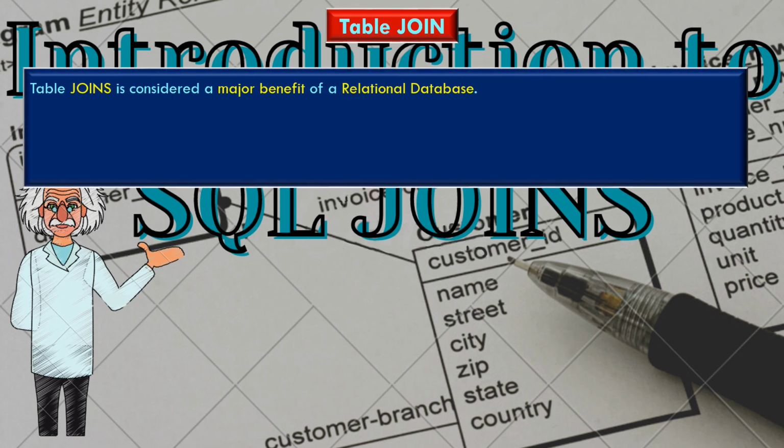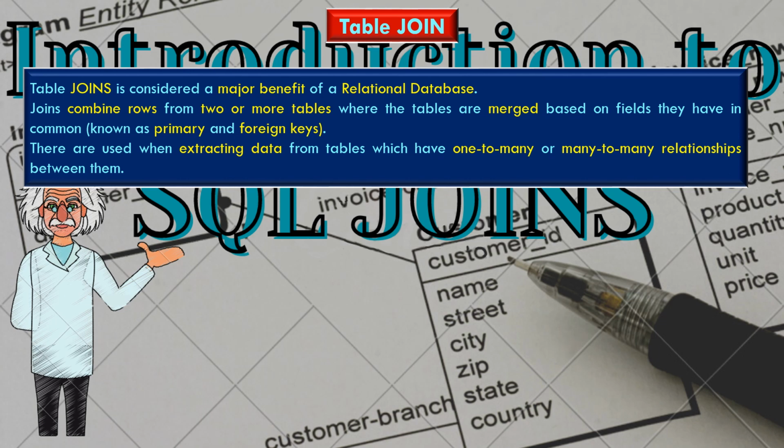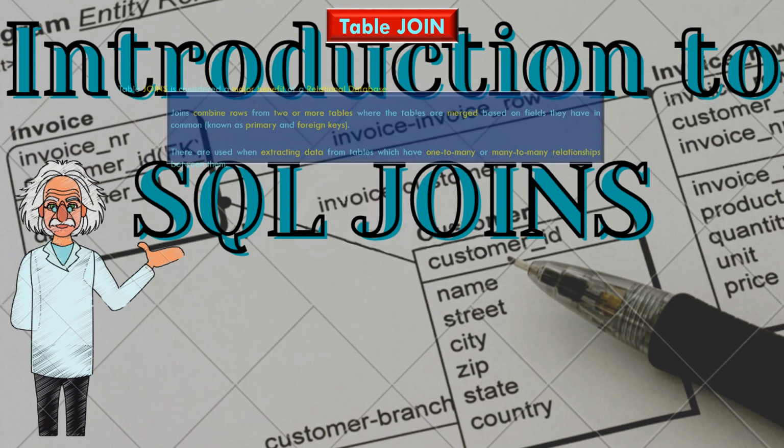Table joins are considered a major benefit of a relational database. Joins combine rows from two or more tables, where the tables are merged based on fields they have in common, known as primary and foreign keys. They are used when extracting data from tables which have one-to-many or many-to-many relationships between them.